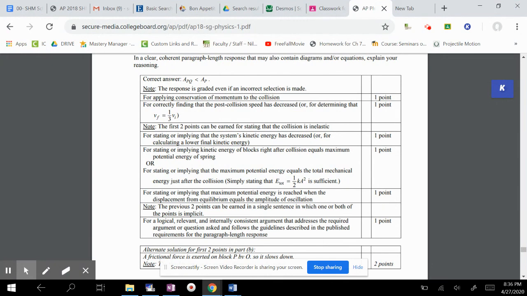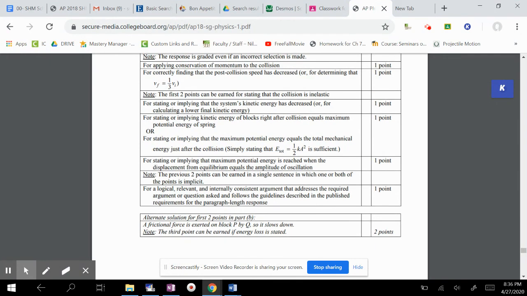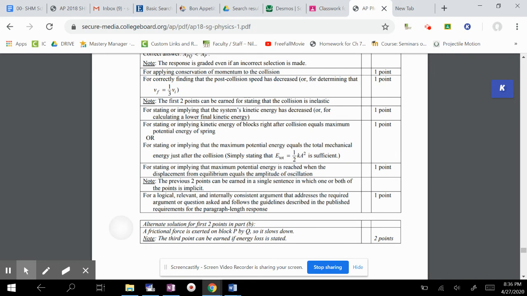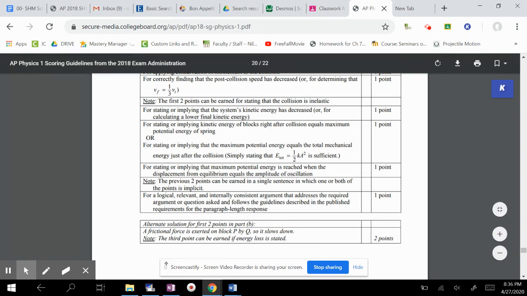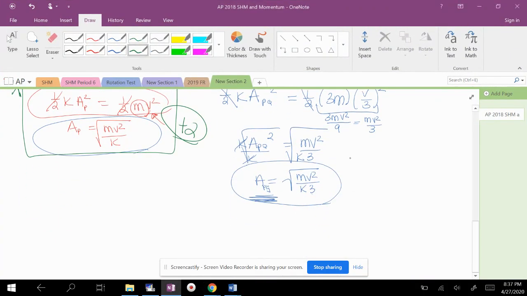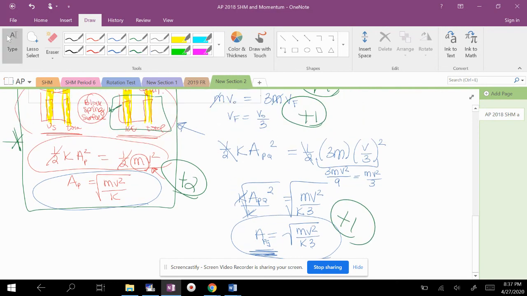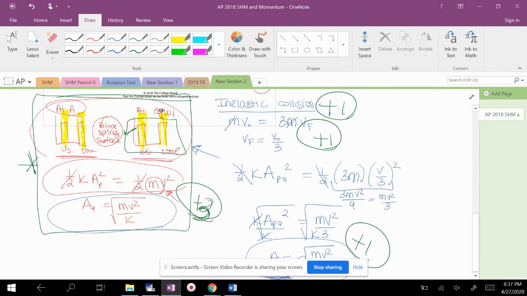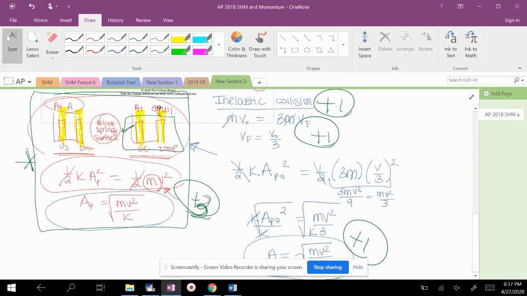And then what else do I need? Let's see. I think I got 3 points with all of that. And then the last point is for a logical, relevant, and internally consistent argument that addresses the required argument. But I feel like I got everything based on my conclusion of what I did. I'm going to say this is that last point they're saying right here. And this, I'm going to say is 3 points. Pretty confident I got all the points here, if I can do my math right. No, I did my math.